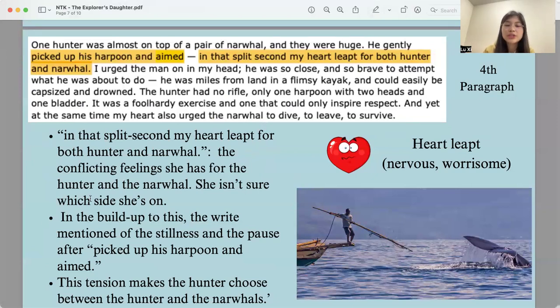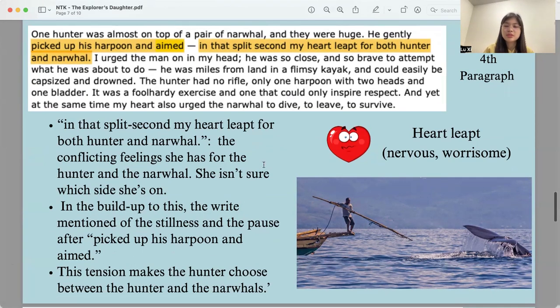She isn't sure which side she was on. On one hand, she wants the hunter to catch the narwhal so that the hunter can bring the food back to their family and they can enjoy having the food together to sustain their life. But on the other hand, the author does not want to see the narwhal being killed. So she feels like she was in a dilemma. She's not sure which side she's on, okay?